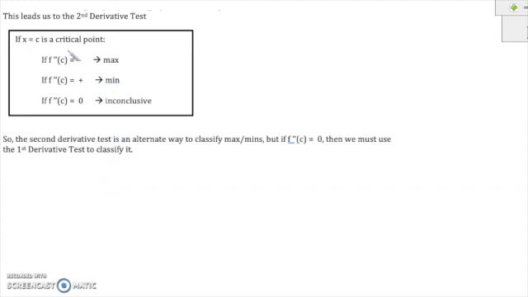So it's a critical point on f prime, and then you plug it in. If the second derivative is negative, you're concave down, which means it would be a maximum. If the second derivative is positive, you're concave up, which means it would be a minimum. So just kind of picture that in your head. But again, then you come across this situation and you don't know.